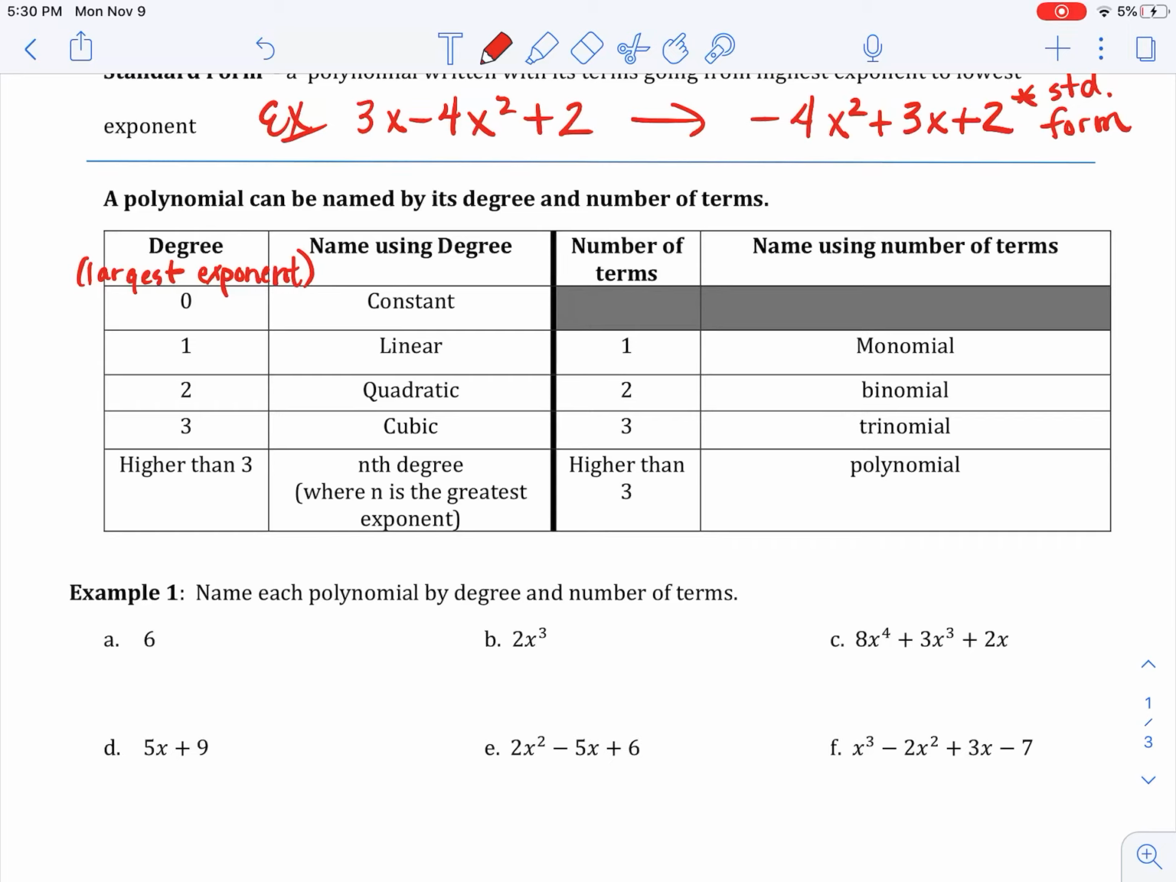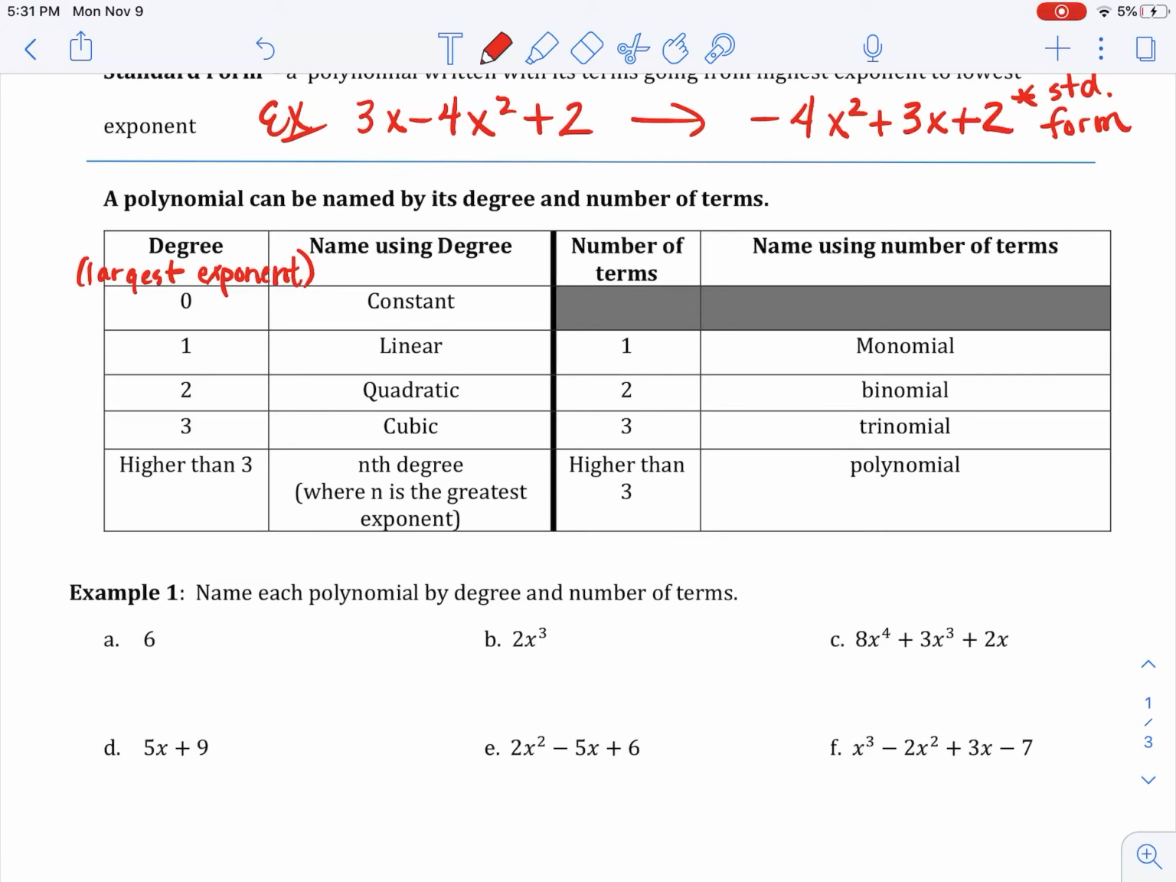Why on earth does it say it has an exponent of 0? Because constants don't even look like they have exponents. But I'll talk about that when we get down to example 1a. If the biggest exponent that exists is a 1, which of course is invisible, then that's called a linear term.